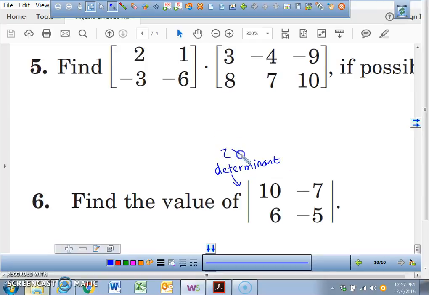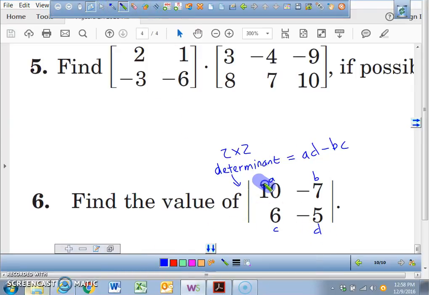All right, so we're going to be finding a 2 by 2 determinant. And there's a formula for the 2 by 2 determinant. That formula is, everybody, A times D minus B times C. So label this A, B, C, and D. A times D minus B times C.